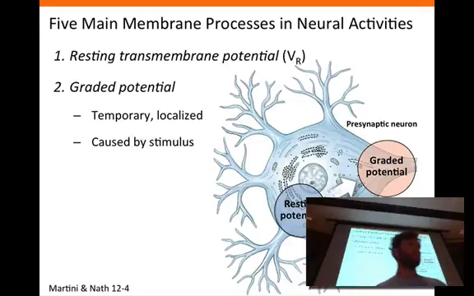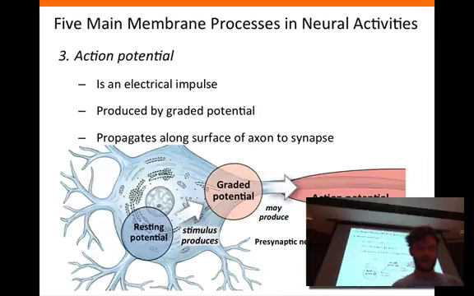This is a graded potential, all right? It's going to cause a change in the membrane potential that is going to decrease with proximity towards the point of original stimulus, all right? Does that make sense? We're going to go through it in much more detail if those analogies don't help you.